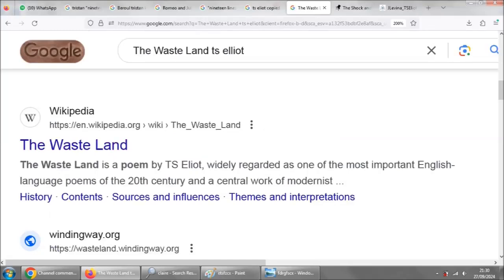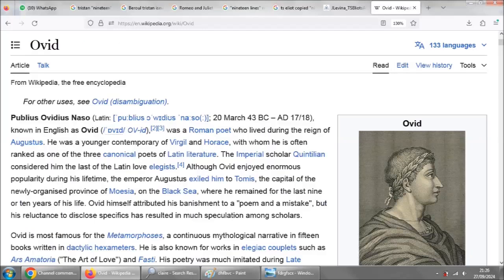And what is the poem The Waste Land that has these 19 lines? What is this widely regarded as? It's widely regarded as one of the most important English language poems of the 20th century, and the central work of modernism. Of course it's going to be one of the most important. It's got the 19 lines of Ovid. Many people don't know who Ovid was. What they tell us is that Ovid was this Roman poet who lived around the time of Augustus. This is the history that they tell us.